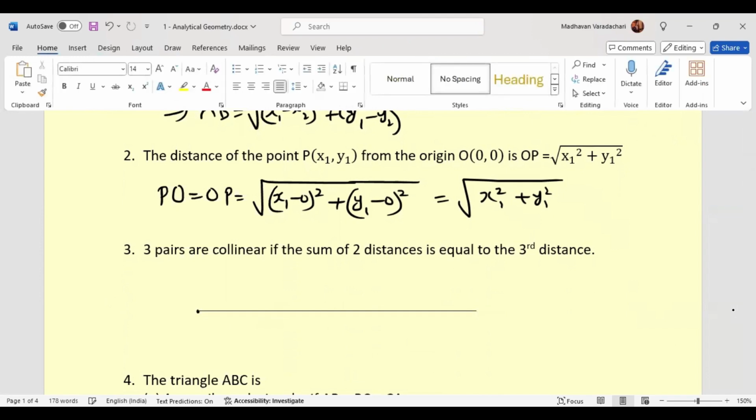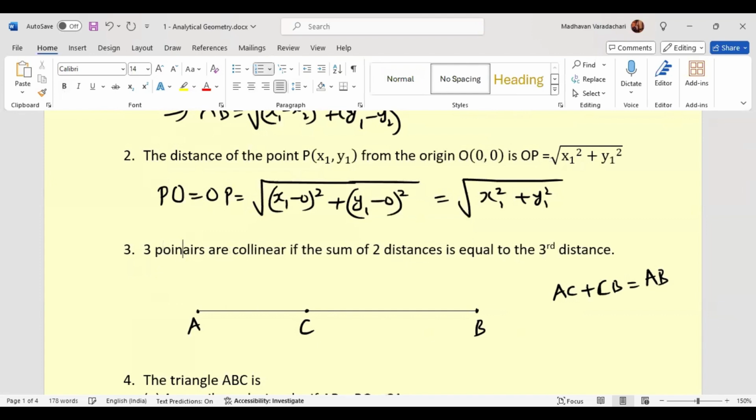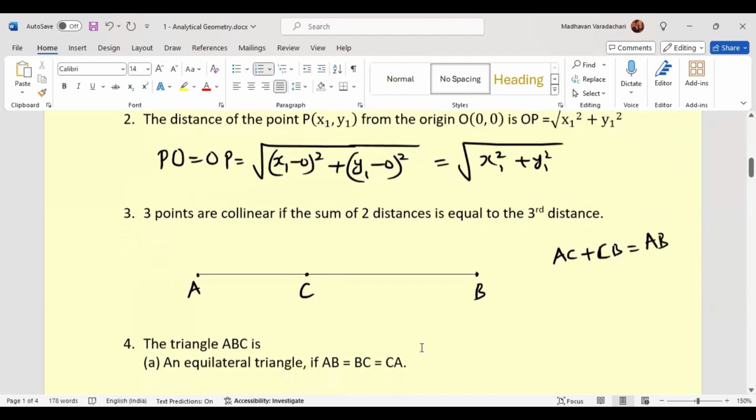Consider this point as A, this as B. Somewhere in between, let us have one more point C. Now what it says, the sum of the two distances is equal to the third distance. We may notice AC plus CB is the same as AB. So based on that only, if three points are collinear, the sum of two distances is equal to the third distance. That is very obvious from here.